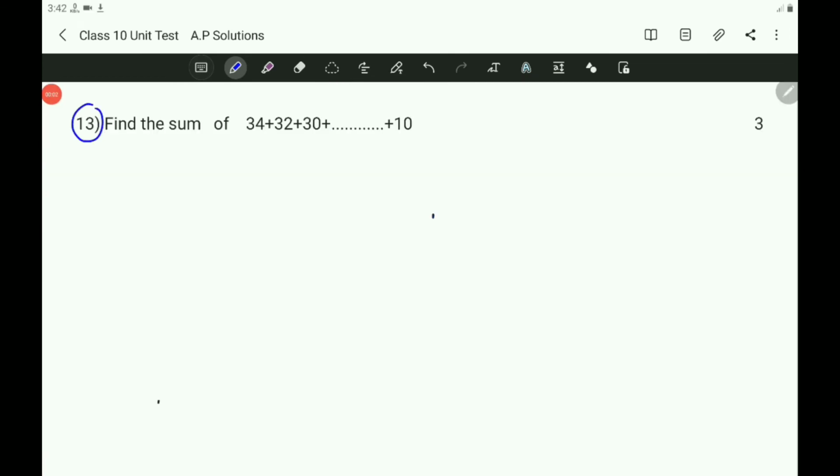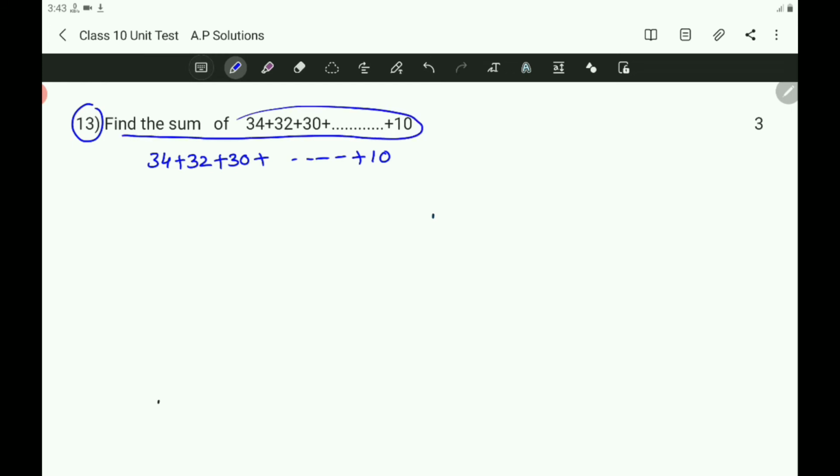Now the 13th question. Find the sum of 34 plus 32 plus 30 plus so on plus 10. Here you write 34 plus 32 plus 30 plus so on plus 10. Here what is given? The first term you can find out, that is 34, and d also you can get by subtracting the first term from the second term. And what is this 10? That is the last term, L. And to find the sum, n is a must. So you must find the value of n first.